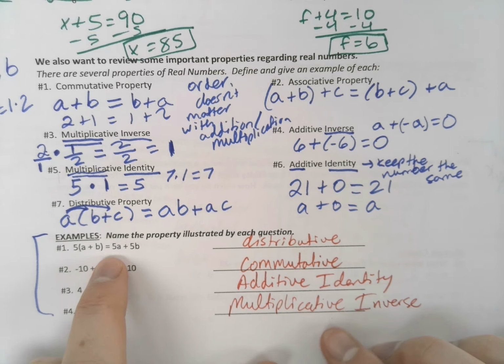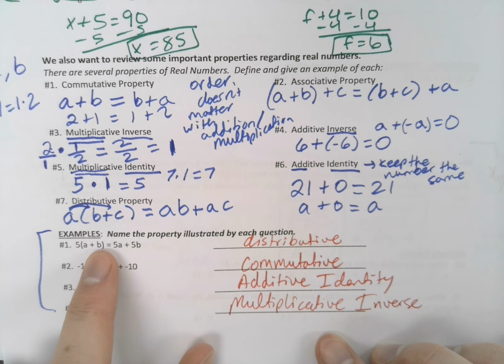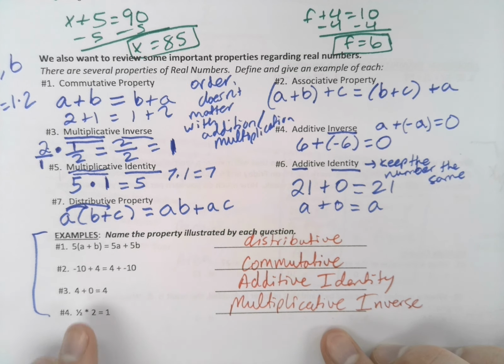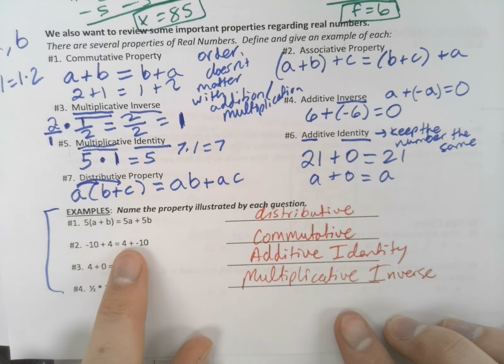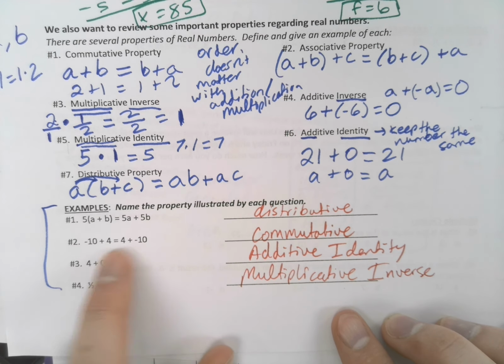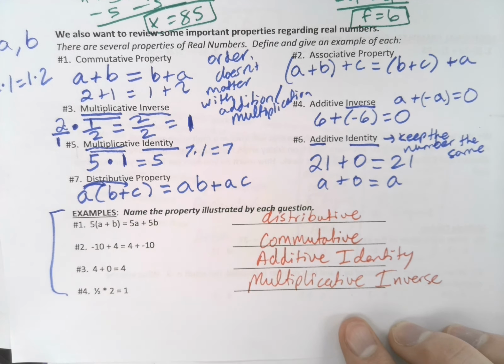Okay, so number 1, we see that we distributed that 5 to A and that 5 to B to get 5A plus 5B. So we're talking distributive property. Number 2, -10 plus 4 is the same thing as 4 plus -10. Oh, they switched around the terms, but it's still going to be the same thing. That is the commutative property.